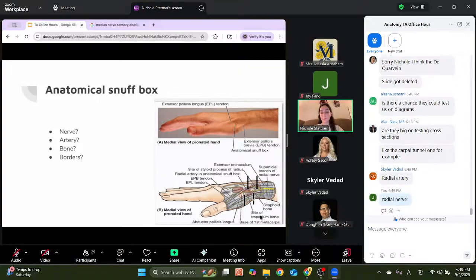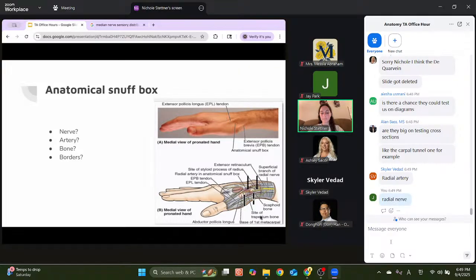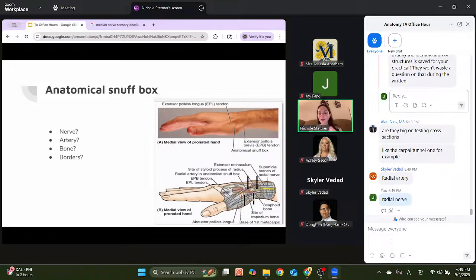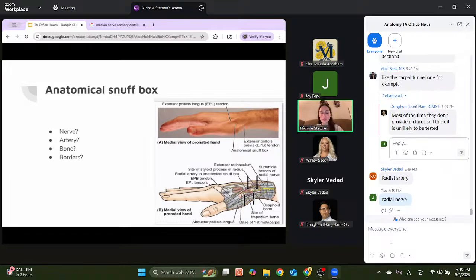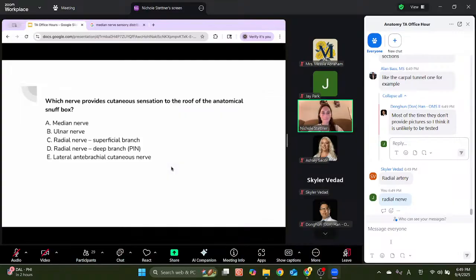Yeah, radial artery. If it's on there, I'm gonna be sad. Okay, yeah. Sorry, thunder. And the superficial radial nerve goes through there. Good job, everyone. Sorry, I don't know if it was superficial.